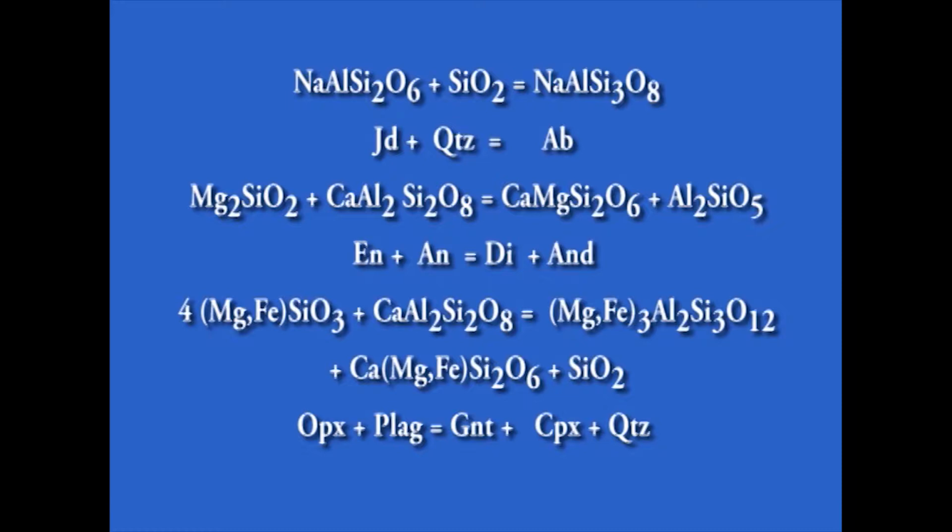Fourth, MgFeSiO3 plus CaAl2Si2O8 gives rise to MgFe3Al2Si3O12 plus CaMgFeSi2O6 plus SiO2, that is, orthopyroxene plus plagioclase gives rise to garnet plus clinopyroxene plus quartz.